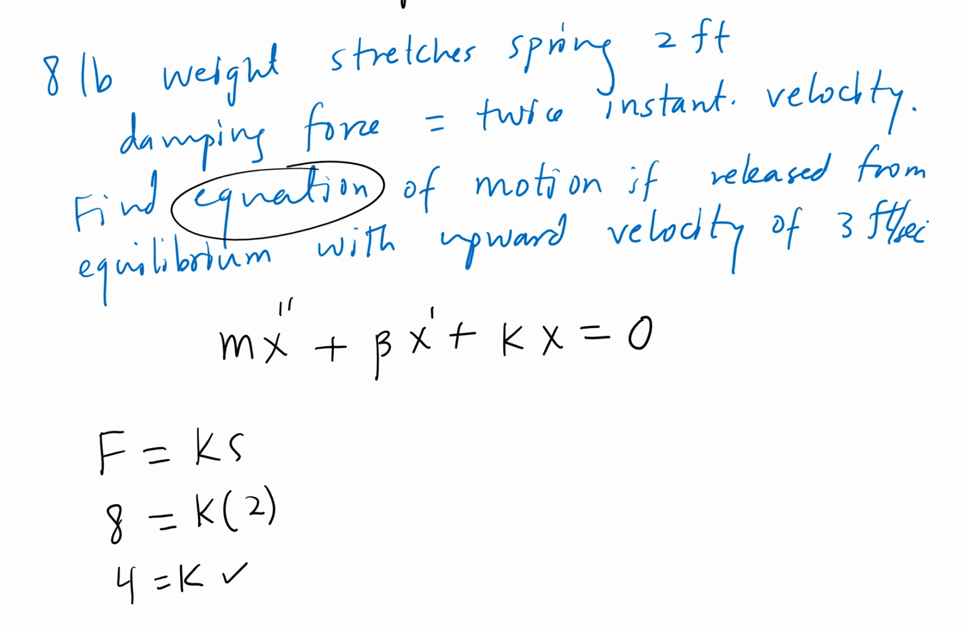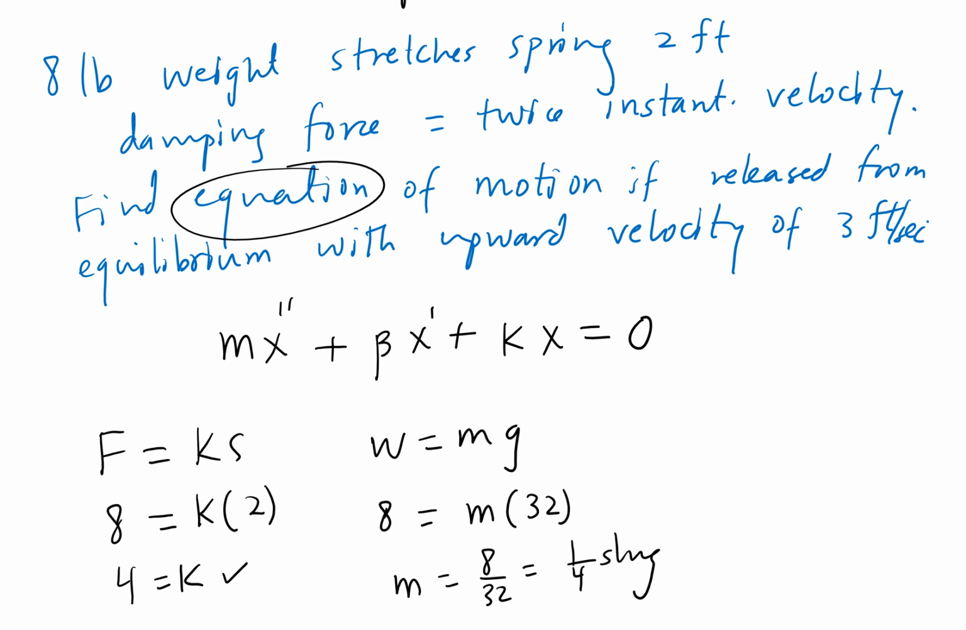Now how do you find the mass? Weight equals mass times gravity. The weight is again 8 pounds. We need the mass, and the gravity is 32. So the mass is 8 over 32, which is 1/4 slug.